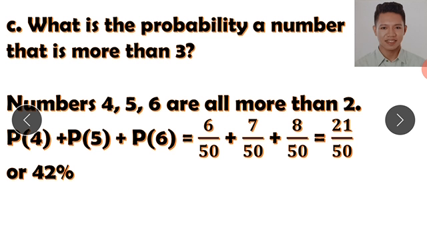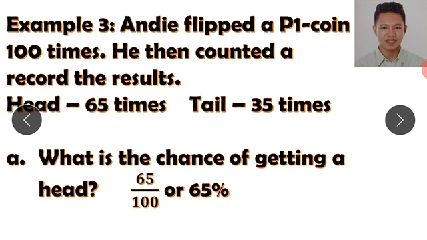So what we did is we add the probability of getting 4, 5, and 6 to get the probability of a number that is more than 3. For the third problem, Andy flipped a 1 peso coin 100 times. He then counted and recorded the results: 65 times na lumabas ang head and 35 times na lumabas ang tail. And the total number of times or trials is 100.